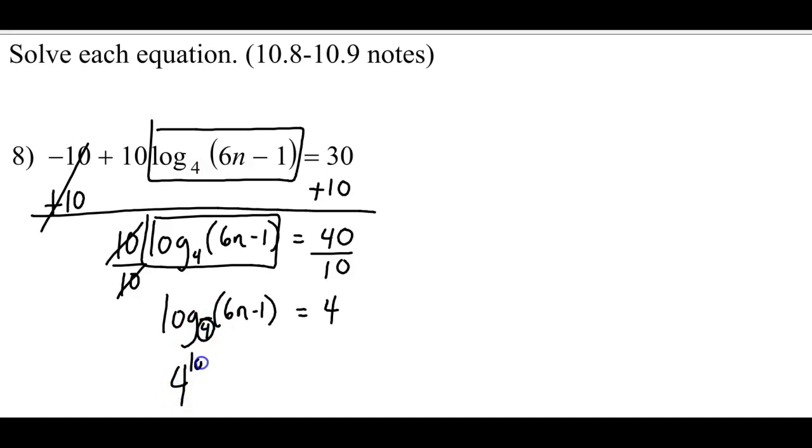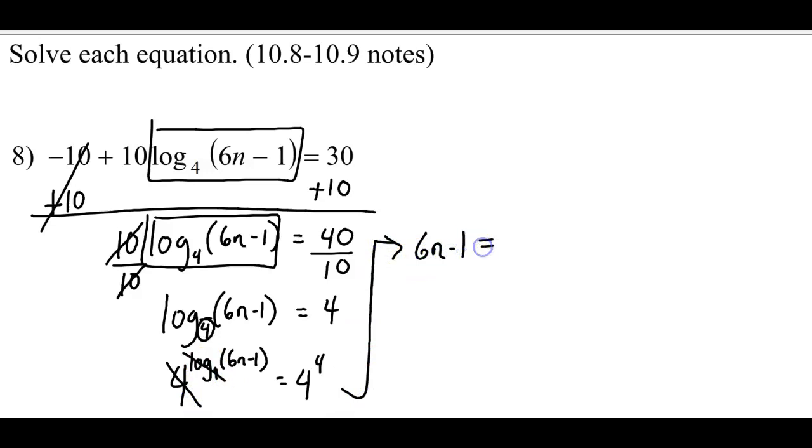So it's going to be 4 to the log base 4 of 6n minus 1. And on this side, it's 4 to the 4. On the left, these cancel out, and I'm left with 6n minus 1. And on the right side, 4 to the 4th power is 256. So from here, we're just going to solve.